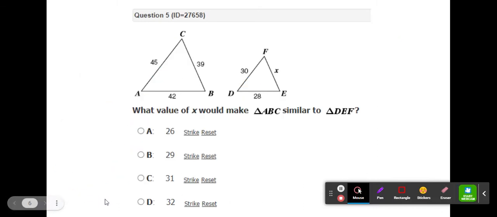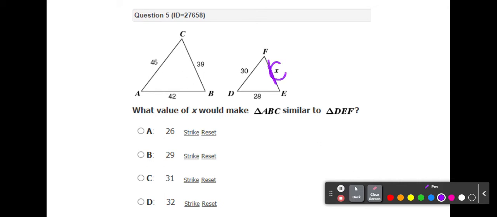All right, which value of x would make ABC similar to DEF? So now I need to set up a proportion to find x. So I know that FE goes with CB, which is the 39. So that's going to be one of my fractions. And then I'm going to find another one.